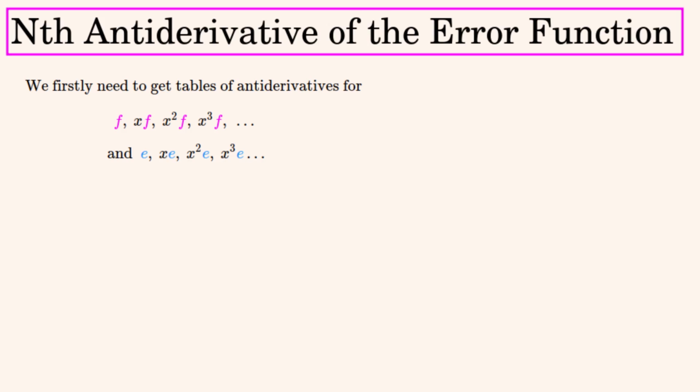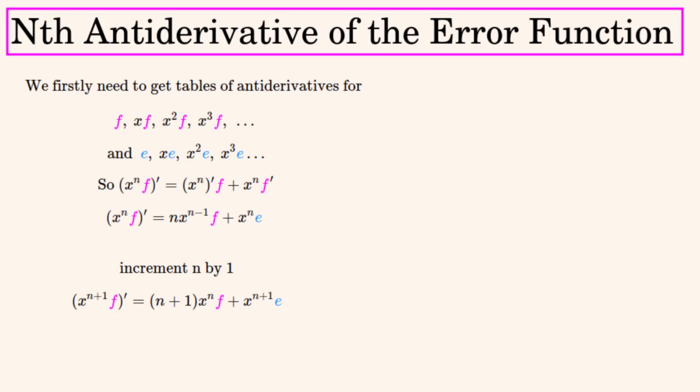So firstly we need to calculate tables of these terms, f multiplied by power of x and indexed by this power of x, and similarly for e multiplied by power of x. So we'll start with an indefinite value of n and differentiate this term containing f and expand it out using the product rule. And evaluating all of the differentials gives us this equation.